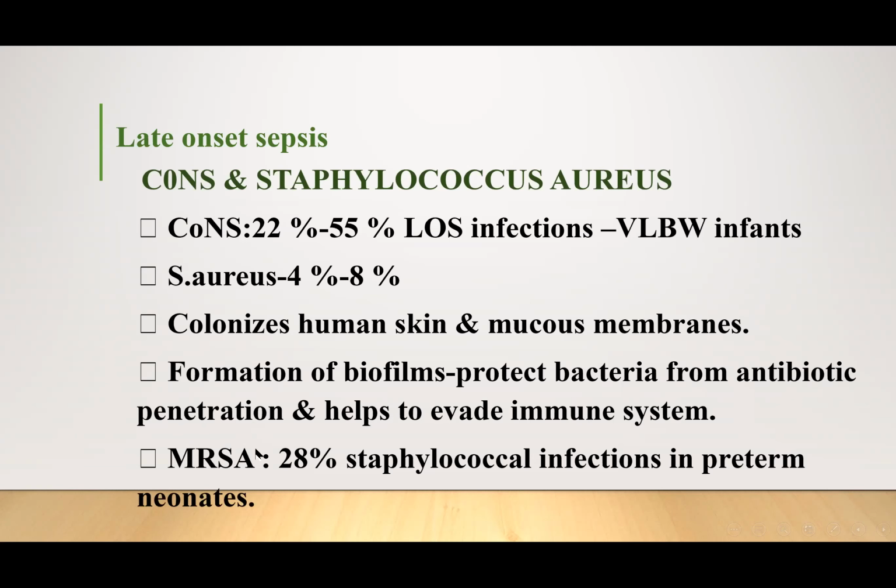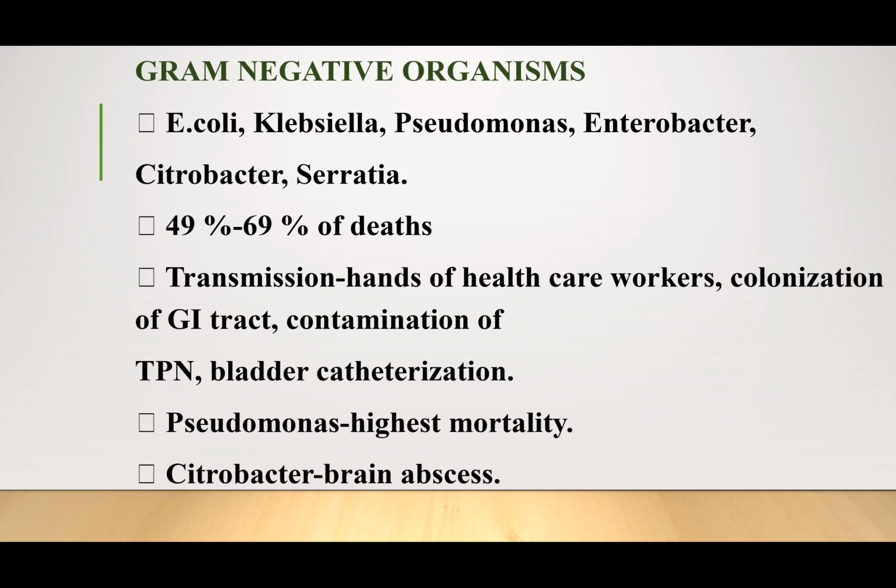MRSA, methicillin-resistant staph, accounts for about 30% of staphylococcal infections in the premature. Very, very dangerous, and it is resistant to methicillin. At that point, we need to upgrade to something like vancomycin. Other gram-negative organisms like Escherichia coli, Citrobacter, and Pseudomonas can be very strong, because the death rate with these infections is more than 50%.